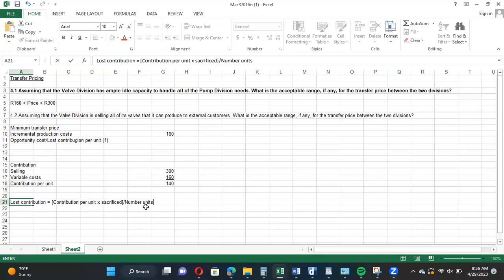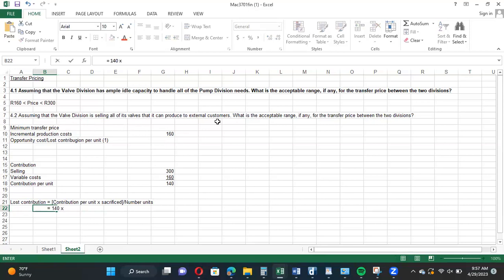So what number of units? It's basically the same number of units that you find here to divide, say, your incremental costs, etc. Right. So let's have a look at what we are given here. We are almost done. So what we're given now, we have contribution per unit. Right. What's our contribution per unit? It's 140. Right. We do have that now given.